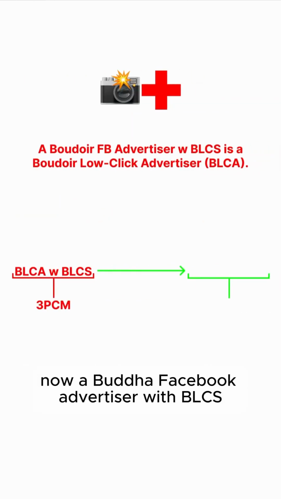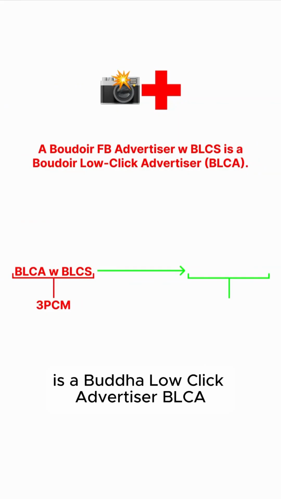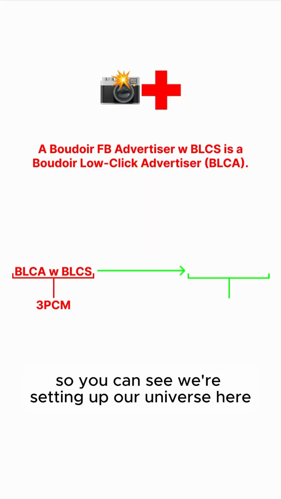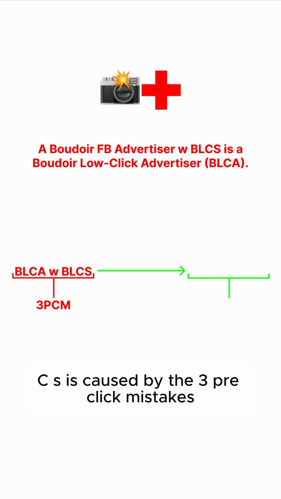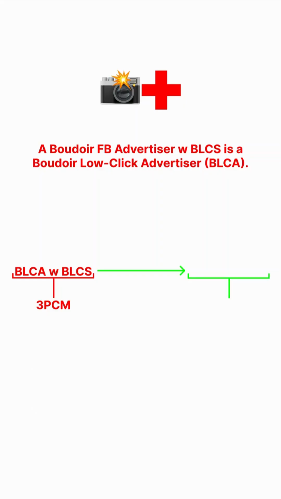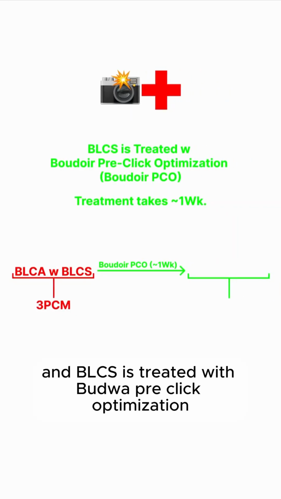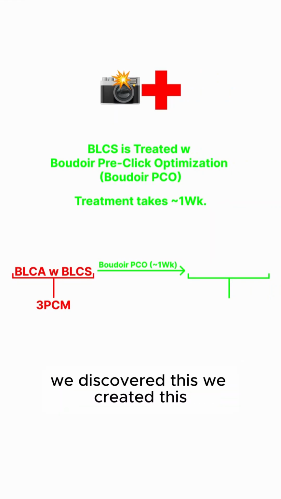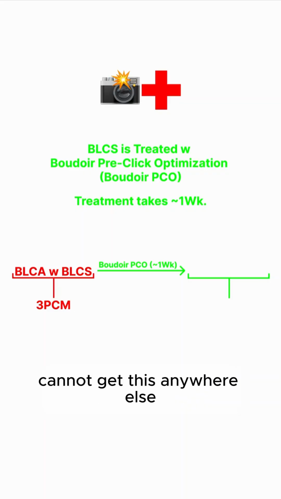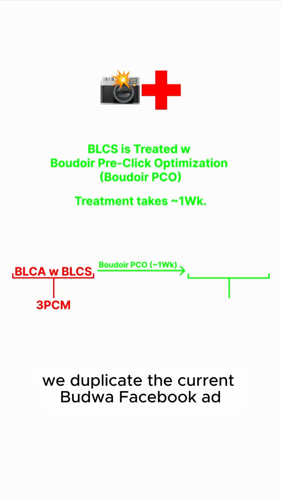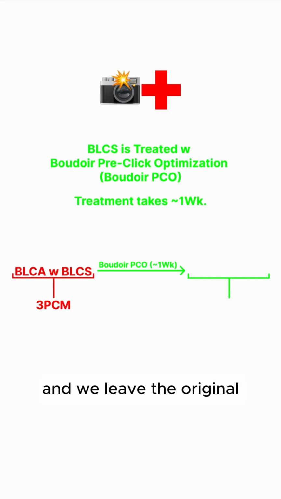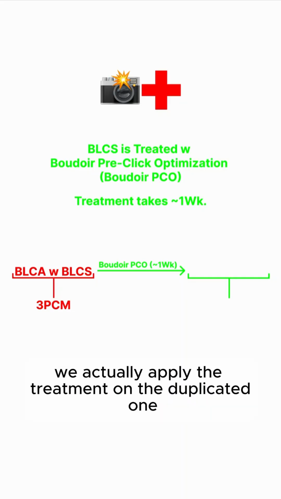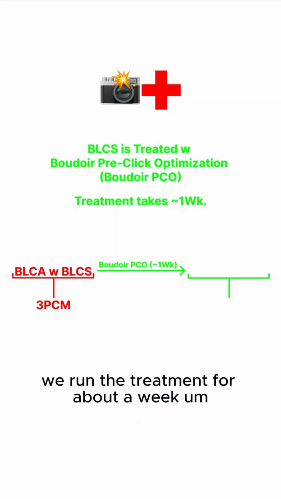Now, a Boudoir Facebook advertiser with BLCS is a Boudoir low-click advertiser, BLCA. So, you can see we're setting up our universe here. A BLCA with BLCS is caused by the 3 pre-click mistakes. And BLCS is treated with Boudoir pre-click optimization, Boudoir Pico. Treatment takes about a week. We discovered this, we created this, you cannot get this anywhere else. The way the treatment works is we duplicate the current Boudoir Facebook ad, and we leave the original. And we actually apply the treatment on the duplicated one. We run the treatment for about a week.